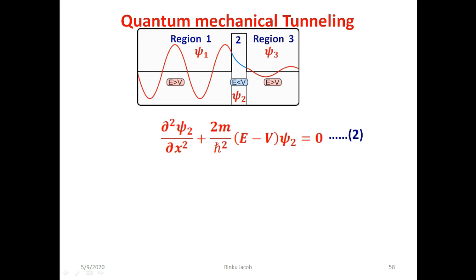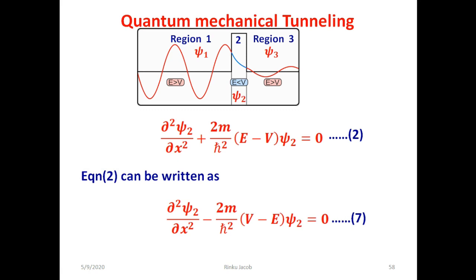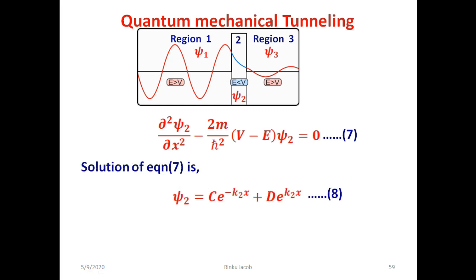Now we look at equation 2, which is the Schrodinger equation for the particles in region 2. As the potential of the barrier is more compared to the energy of the particle, we take a negative sign from the second term and write the equation as ∂²ψ2/∂x² − (2m/ħ²)(V − E) ψ2 = 0. That is equation 7. The solution of equation 7 is ψ2 = C e^(-k2x) + D e^(k2x), that is equation 8. Here we use k2 instead of k1 as there is an additional term V, which is the potential of the barrier. So k2 = root of 2m(V − E) by ħ².